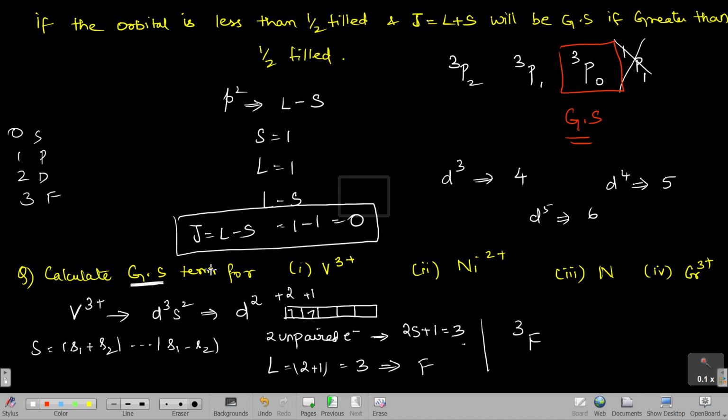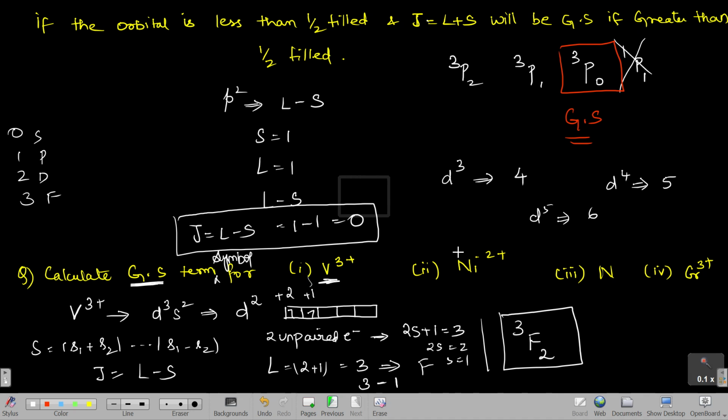And we also need to find out the J value, because they are asking us ground state term symbol. If it is ground state term, then this is correct. But if they ask you ground state term symbol, you also need to find the J value. Now see, this is less than half filled, right? Then the formula is going to be L minus S. If greater than half filled, it's going to be L plus S. So L value is 3 and S value: 2S plus 1 is 3, so 2S is equal to 2, so S is equal to 1. So 3 minus 1, which is going to be 2. So the ground state term symbol for vanadium 3 plus is triplet F2.